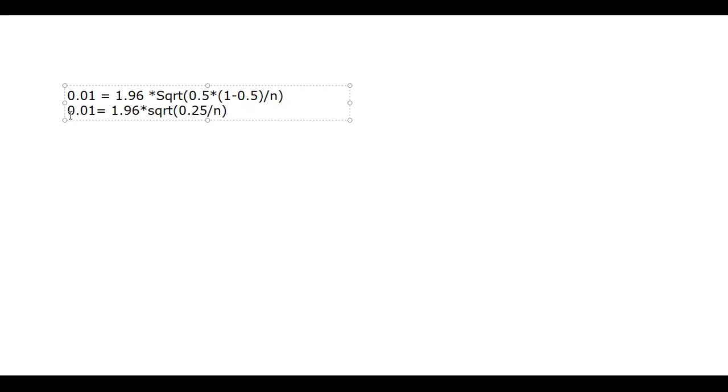So we can divide both sides by 1.96. And to get rid of the square root, we can undo that by squaring both sides. So we have 0.01 divided by 1.96, squared, is equal to 0.25 over n.